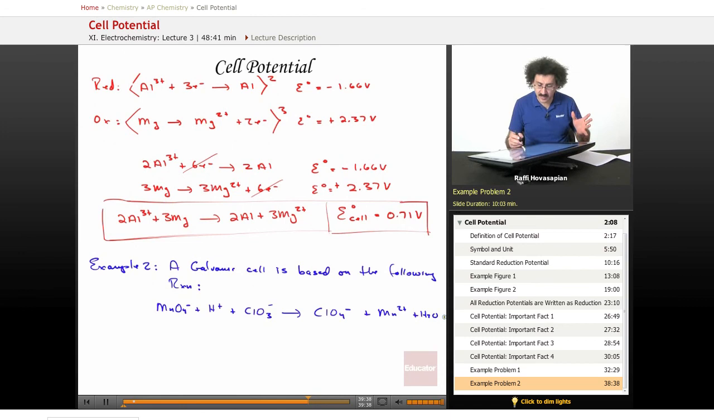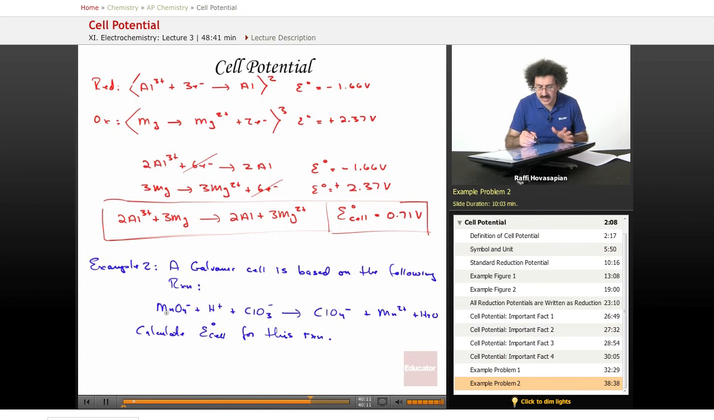A galvanic cell is based on the following reaction. Our problem is to calculate the standard cell potential for this reaction. Well, let's take a look at what we have. This is balanced as written. We can double check that, but it is balanced as written because you see the H plus, you see the H2O, everything looks like it's done.